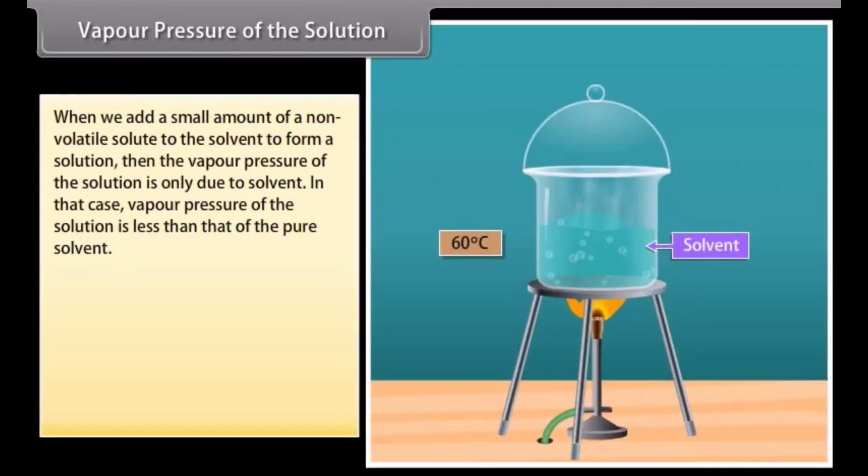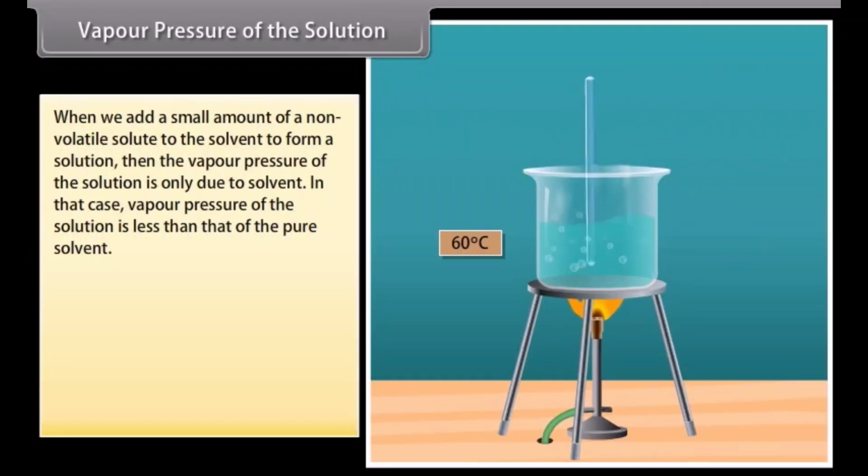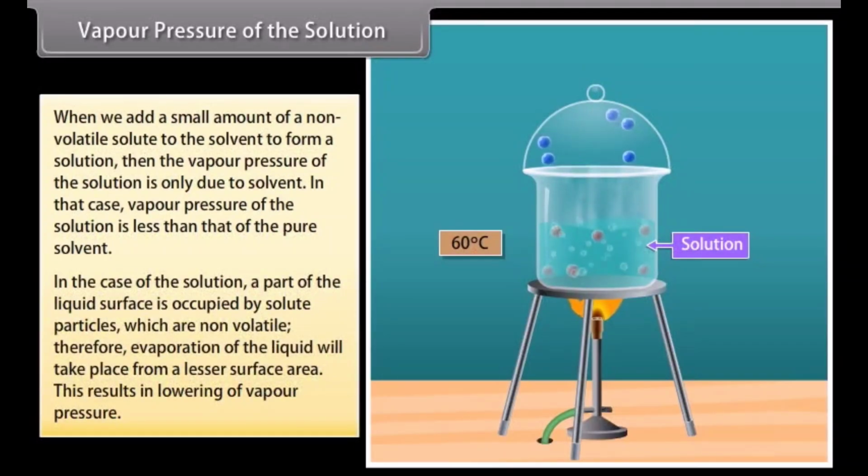Vapor pressure of the solution. When we add a small amount of non-volatile solute to the solvent to form a solution, then the vapor pressure of the solution is only due to solvent. In that case, vapor pressure of the solution is less than that of the pure solvent. In the case of solution, a part of the liquid surface is occupied by solute particles, which are non-volatile. Therefore, evaporation of the liquid will take place from a lesser surface area. This results in lowering of vapor pressure.